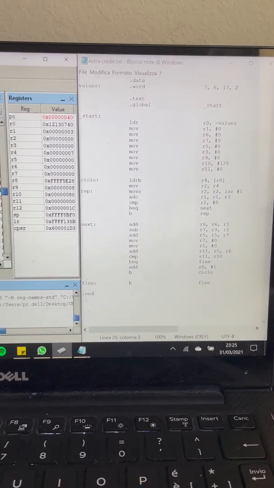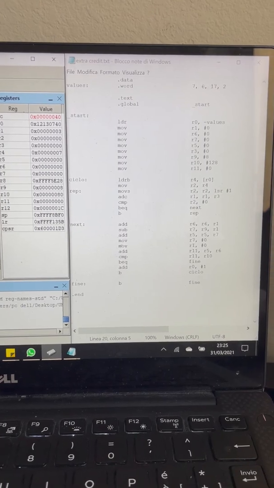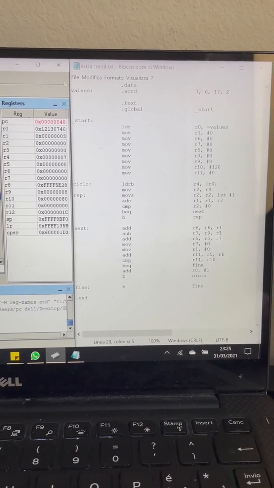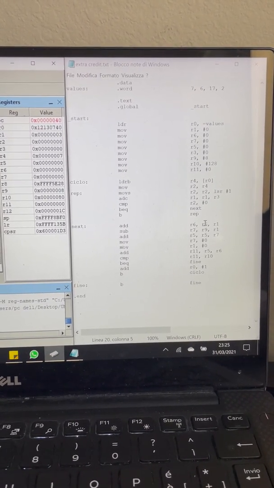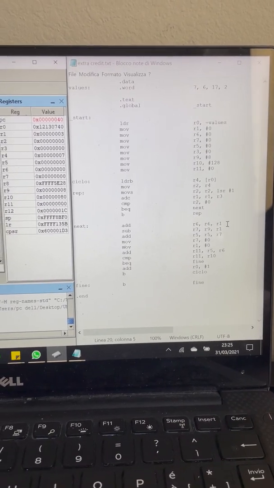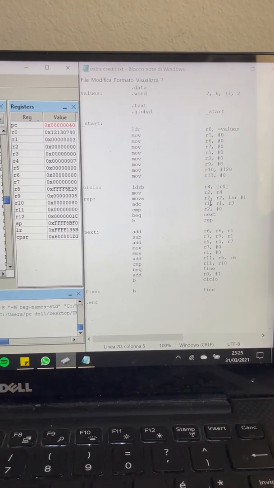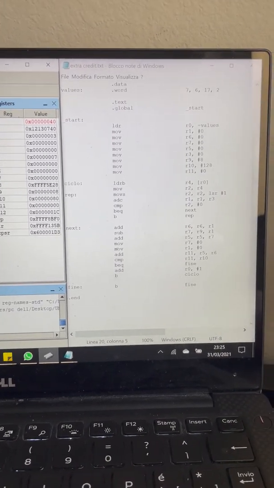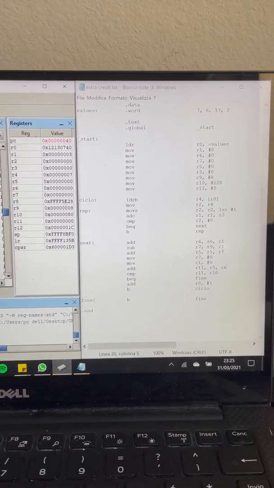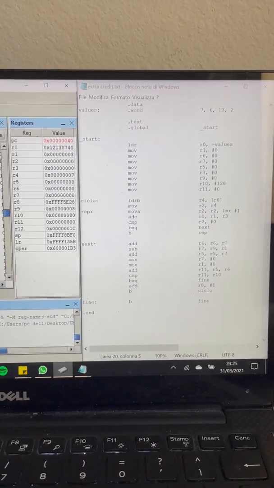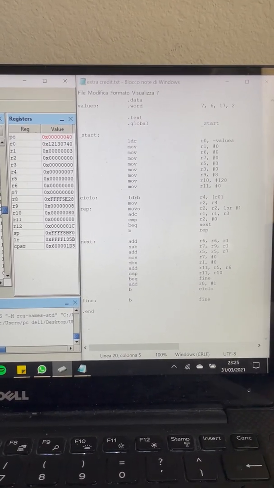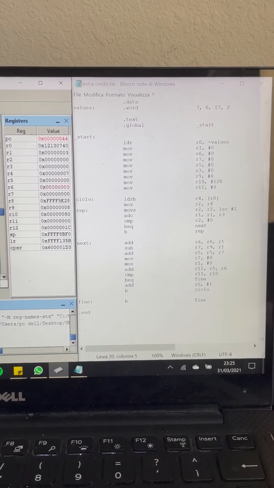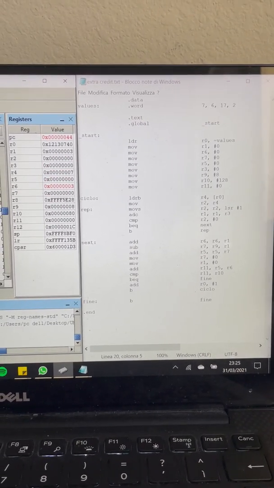So now we are adding R6 with whatever was in R6 before, plus R1, and R1 again is where we are storing the number of ones that we counted. So R6 will be our final counter for the ones. So R6 is now 3.